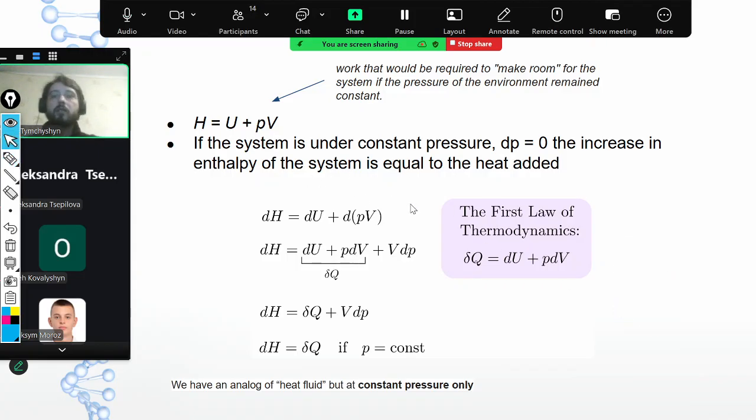Here are certain thermodynamical relations. For example, if the pressure is constant, so dP equals 0, the increase in enthalpy of the system is equal to the heat added. So here is the first law of thermodynamics, and just a few equations to show that. Well, once again, I don't expect you to operate with all those differentials, so I just want you to know that we can prove certain statements, and here is one of them that we may use in the future.